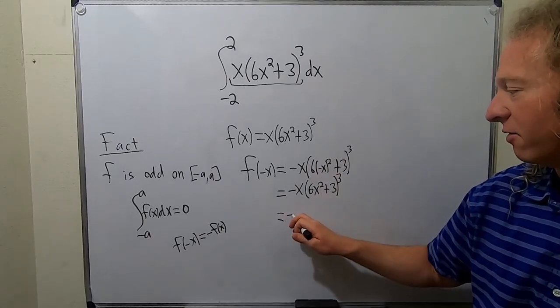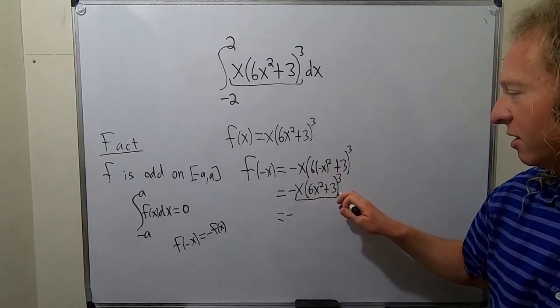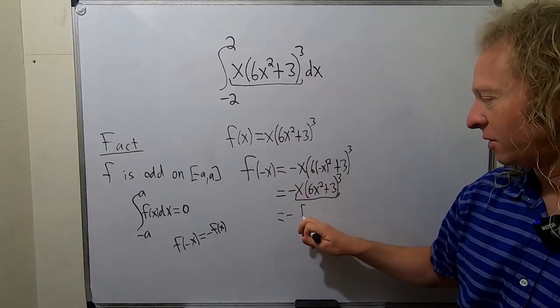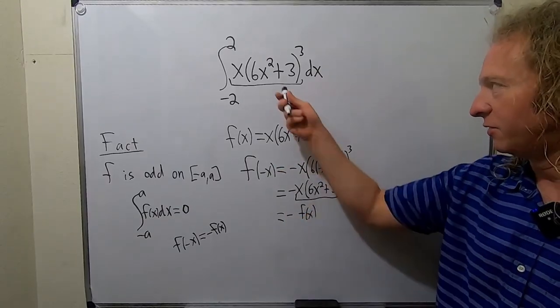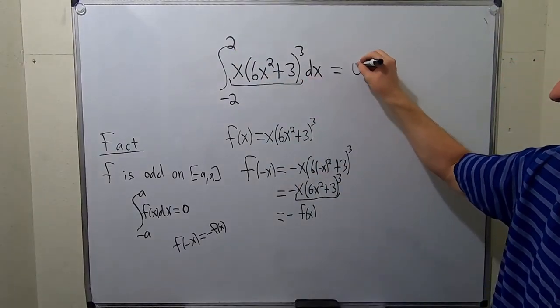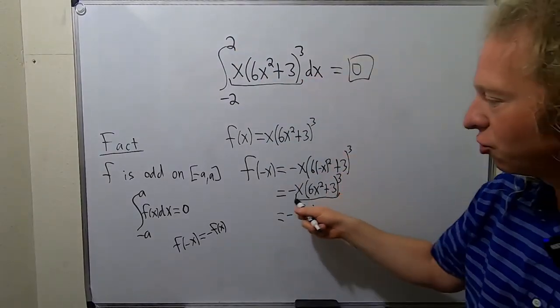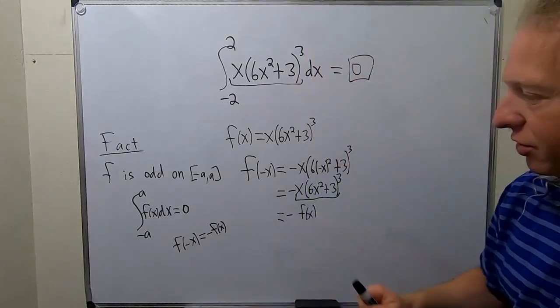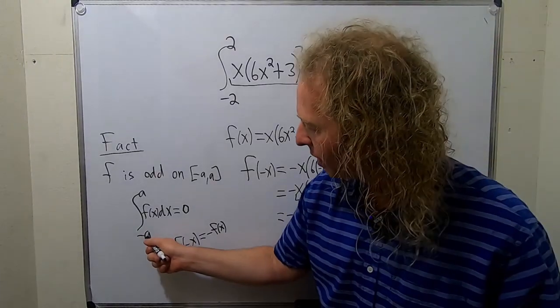And then this is negative, and what's all of this? This is what we started with. So we proved it. We proved that this function is odd. We're going from negative 2 to 2. Therefore, the answer is 0. So it's an extremely, extremely powerful technique. Just because it's worth learning some extra stuff.